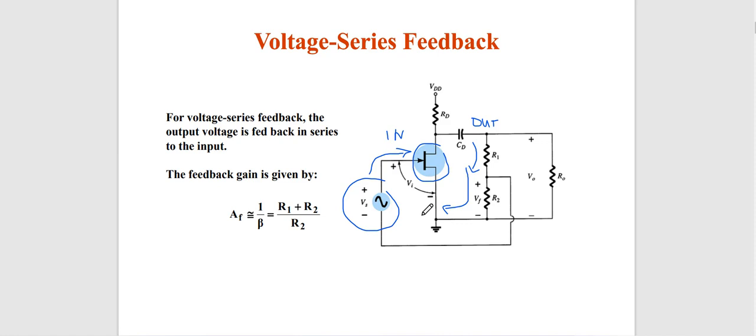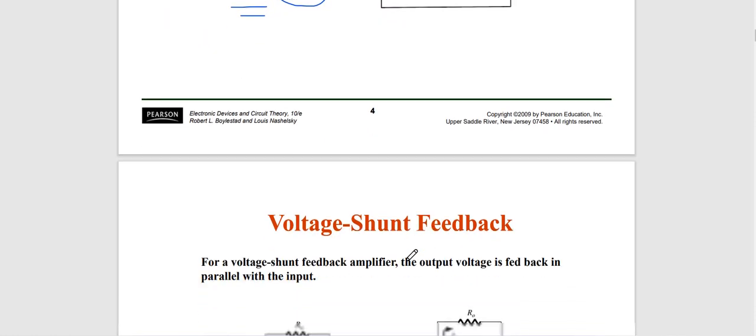Because this is using a FET, the output is a voltage. It will be fed back in series to the input. So this is a voltage series feedback, and the feedback gain AF is 1 over beta, which is equivalent to (R1 plus R2) per R2. This is R1, and this is R2. So this is the feedback gain of the voltage series feedback.